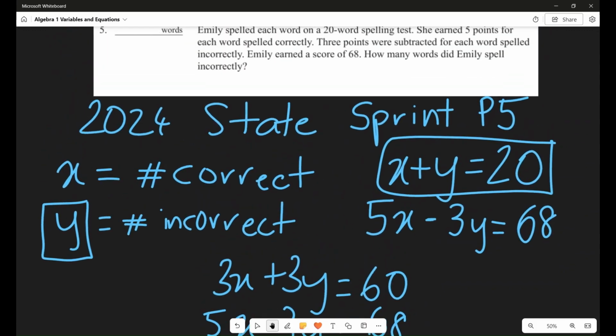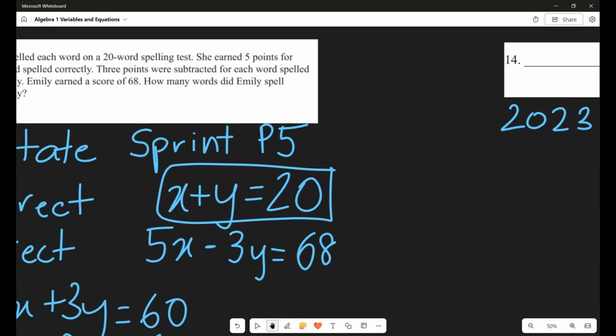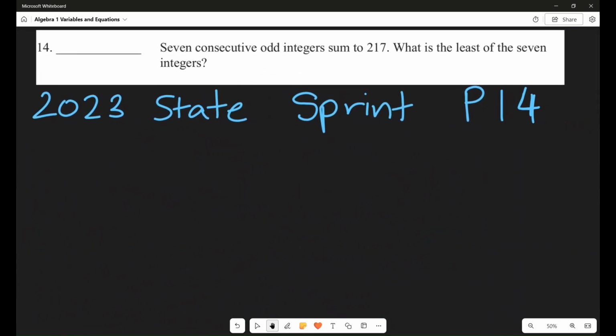So here we just define our variables, put them into equations, we developed our system of equations and then we just solved it. So far we've done a problem 3 and a problem 5. So that's pretty boring. That's earlier in the test.